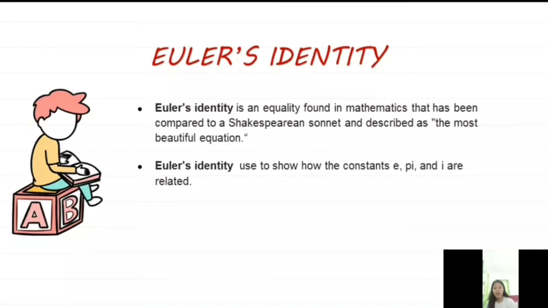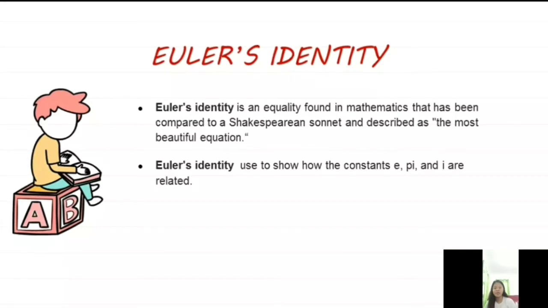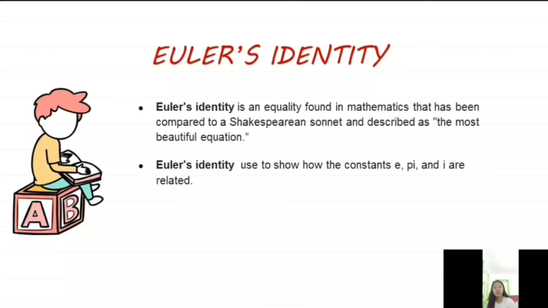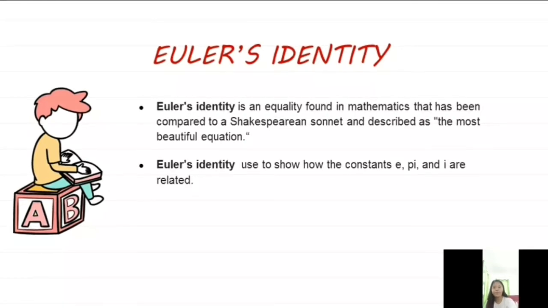Euler's identity. Euler's identity is an equality found in mathematics that has been compared to a Shakespearean sonnet and described as the most beautiful equation. Euler's identity is used to show that the constants e, i, and pi are related to each other.